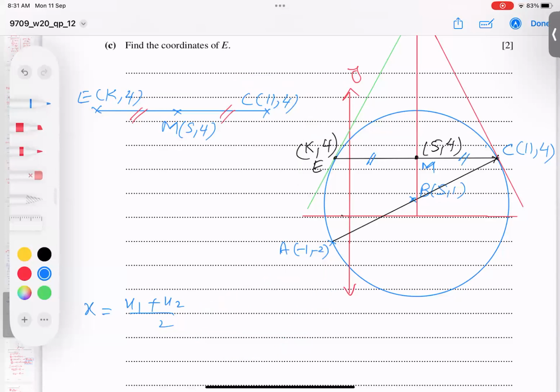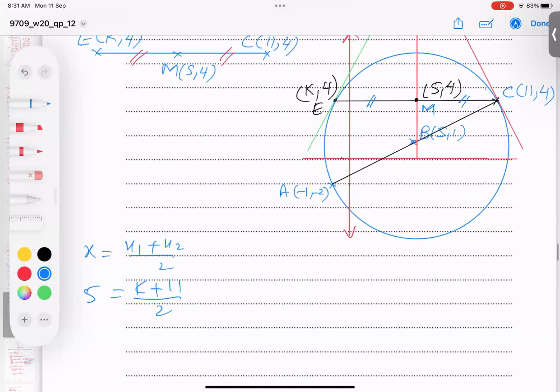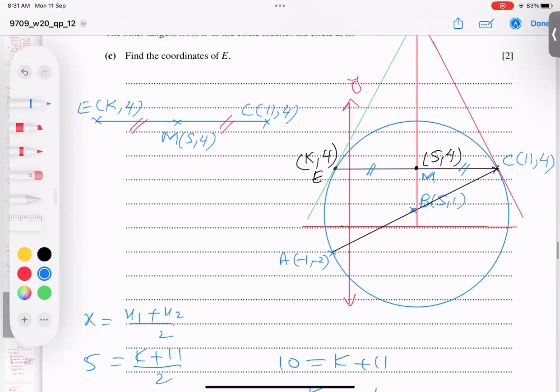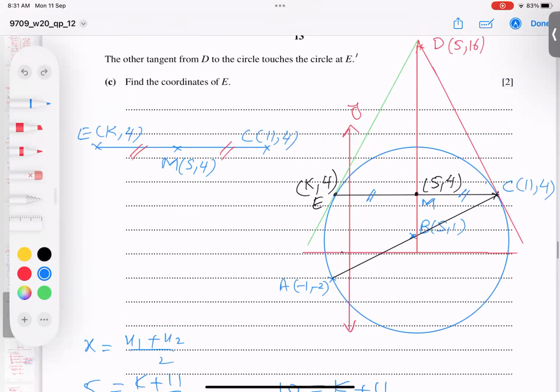I'm using these coordinates: (k plus 11) divided by 2 is equal to the midpoint, which is 5. Multiplying by 2, 2 fives are 10. I got 10 equals k plus 11. 11 goes over, and the k value is -1. So this gap is -1. It means the E coordinate turns out to be (-1, 4). And you can logically see that this side is -1 and this side is 4. So -1 and 4. Alhamdulillah, I believe you got the point.